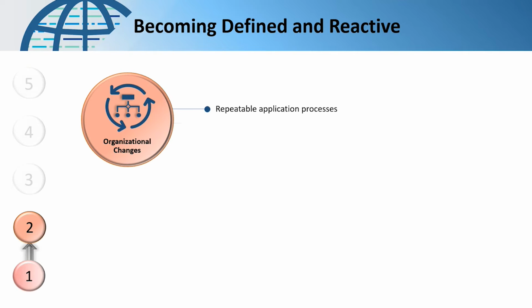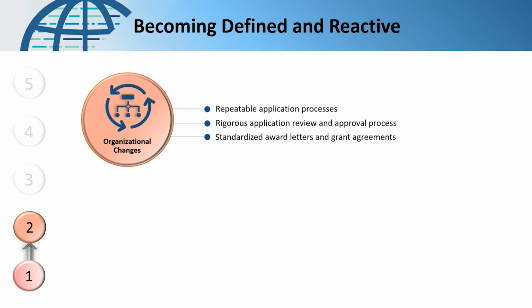So how do we start to move up the maturity model? For organizations trying to get from the first level to the second, where they're becoming more defined and reactive, the business value we see here is they're starting to eliminate some of those manual processes and be able to access grants and applications data electronically.